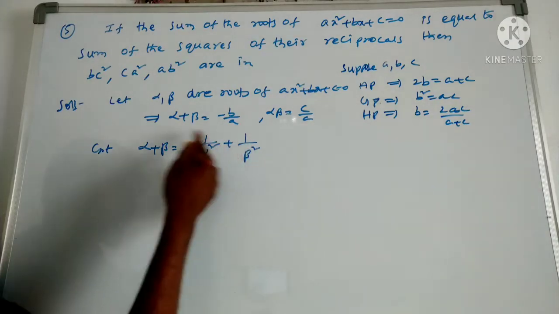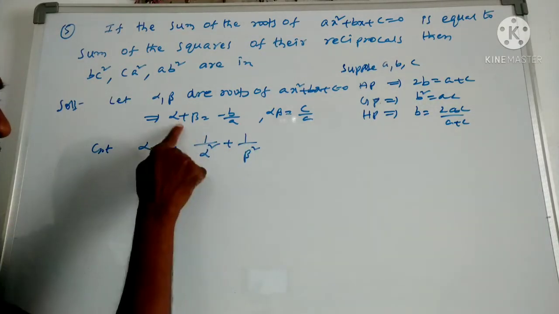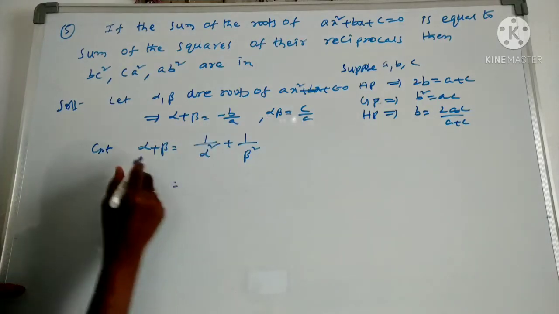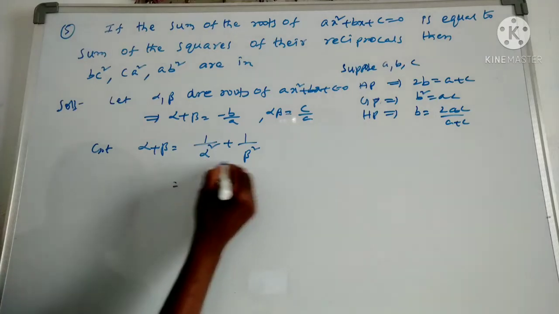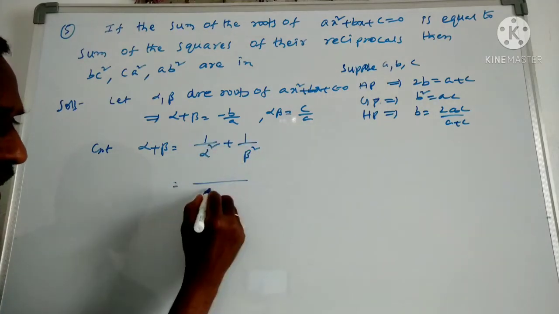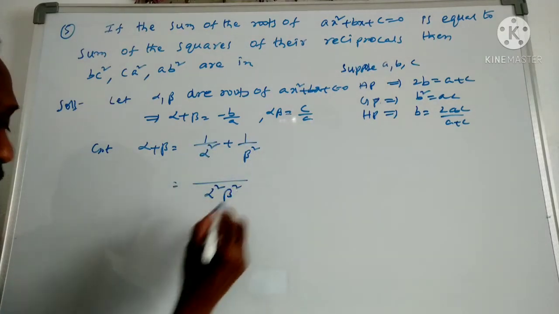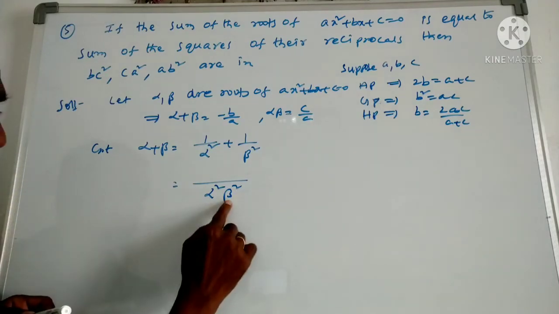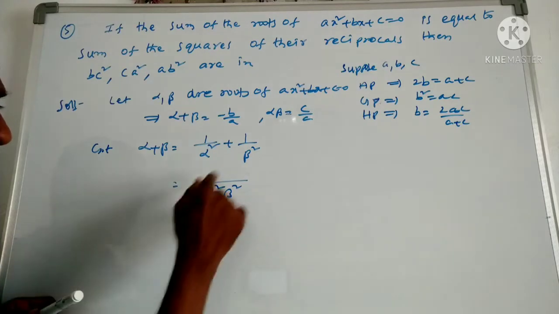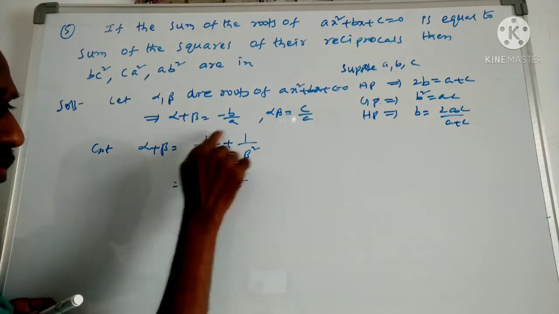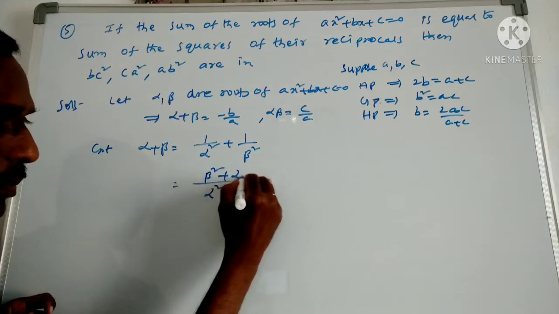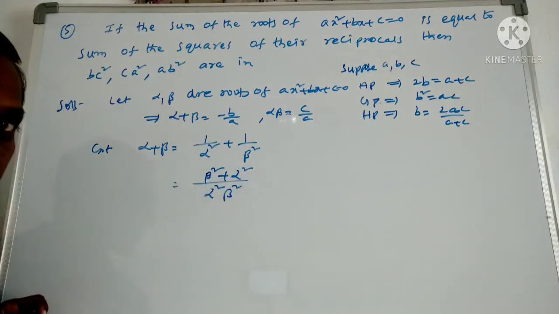Whatever expression value you have to find, you always have to convert it into the sum and product only. On this side we already have the sum only. We have to simplify the other side. Take the LCM, alpha square beta square. After taking the LCM, the numerator will be beta square plus alpha square.